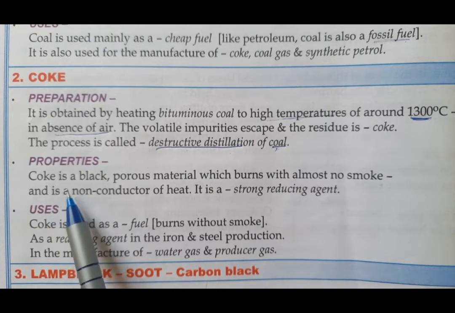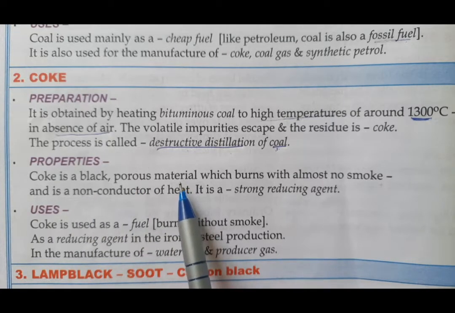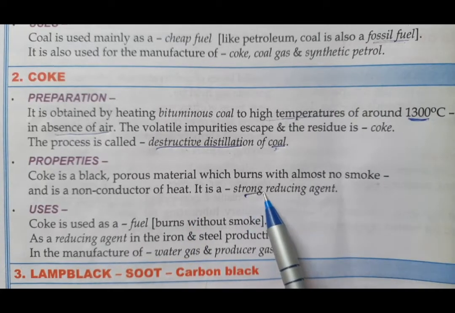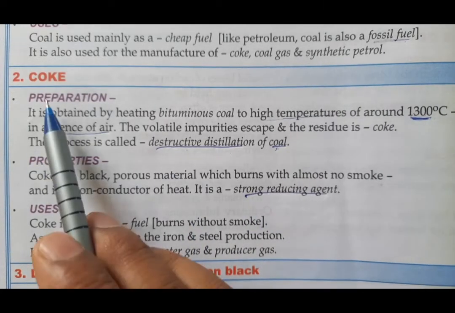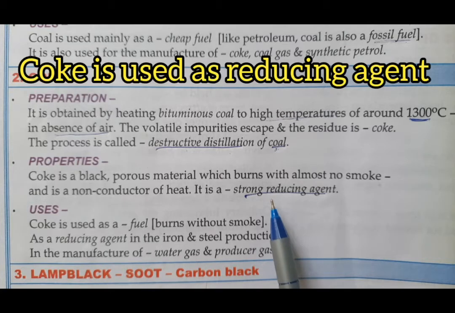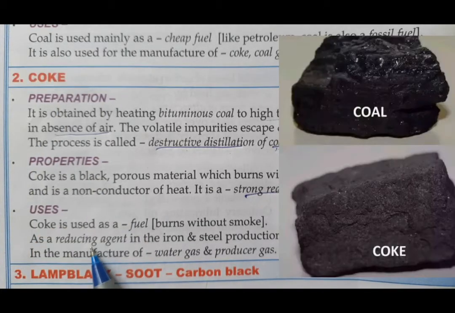Do remember, coke is black in color and it is a porous material. If you put it in water, it will absorb water, and it is used as a reducing agent. So coke is used as a reducing agent. So name the allotrope of carbon which is used as a reducing agent. The answer is coke. Okay, and the symbol of this is simply C.